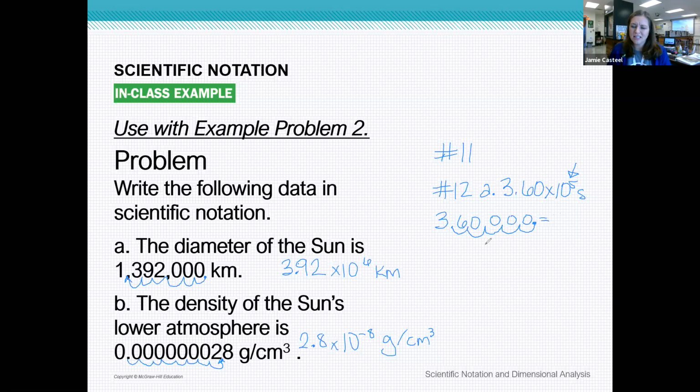We don't like this ugliness. 3, 6, 0, 0, 0, 0. Put a comma in for good measure. Bring your units. 360,000 seconds. For part B, you're going to do the same concept, but you're going to go to the left because it's a negative exponent. I guess I'm getting that back. So you're going to go to the left if it's negative. You're going to go to the right if it's positive. You finish up 11 and 12, and then we're going to keep going.